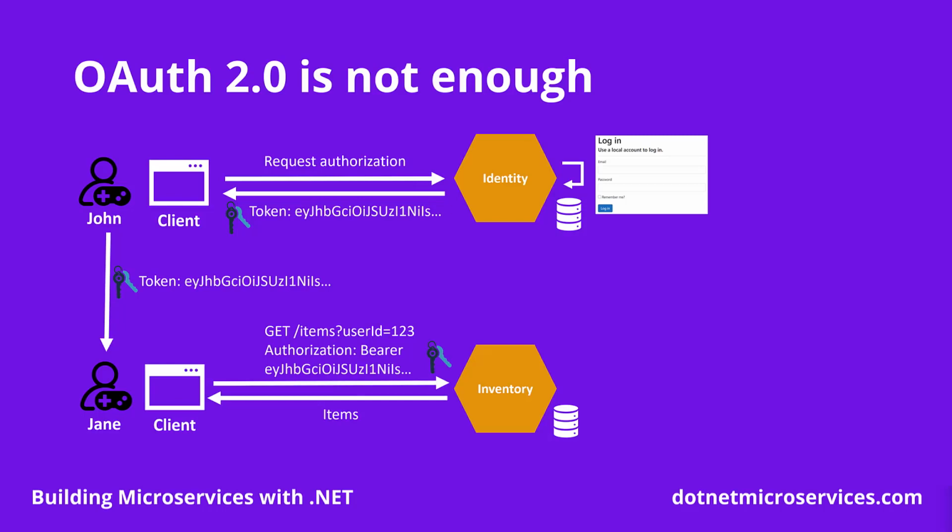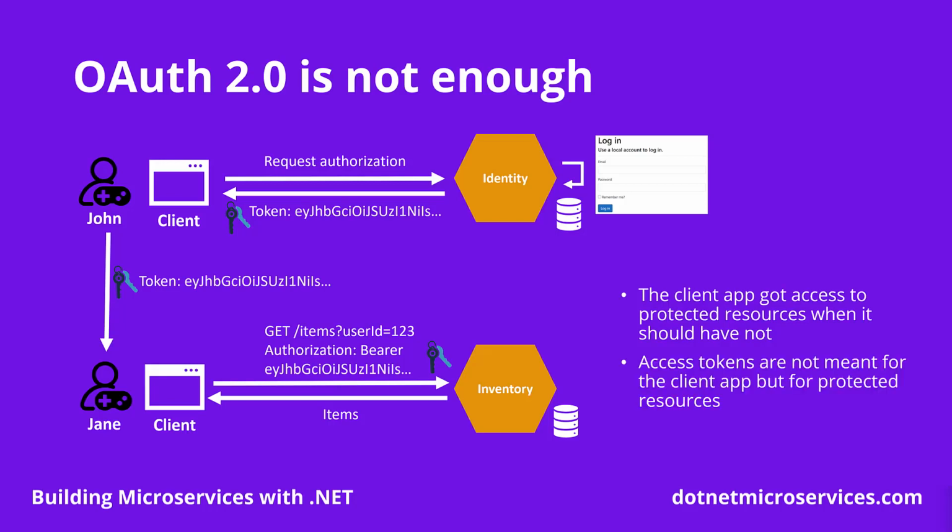Everything looks good from the point of view of our microservices, but the client app was able to get access to protected resources when it shouldn't. This is because access tokens are not meant for the client app, but only for the protected resources. The client app can't even understand the access tokens. It needs a way to verify that access to the resources was granted to whoever is making use of the app. Let's see how OpenID Connect can help with this problem.